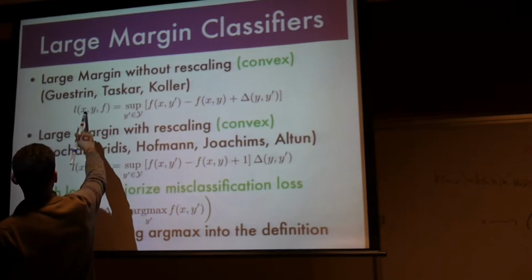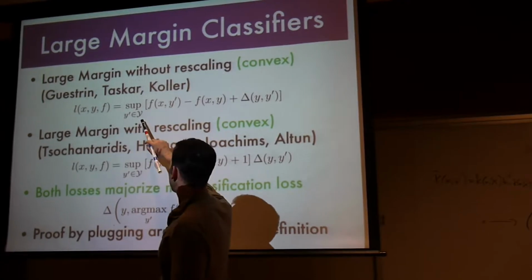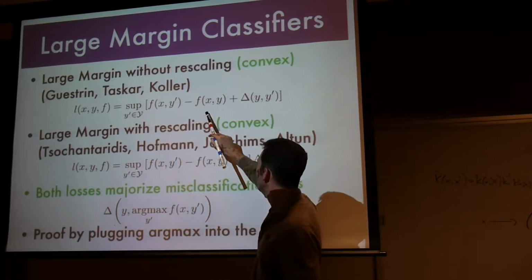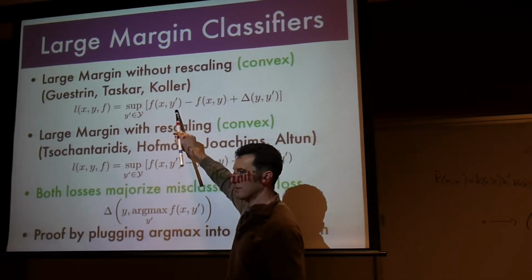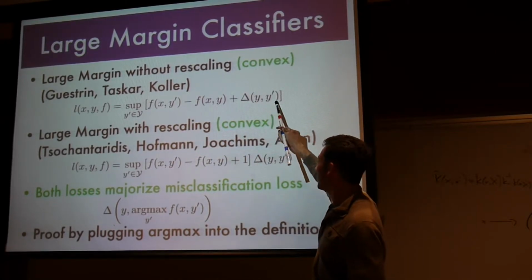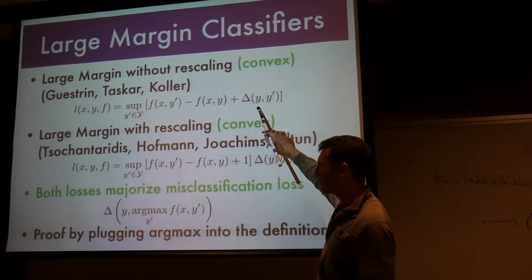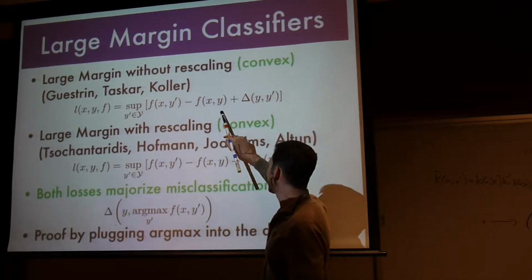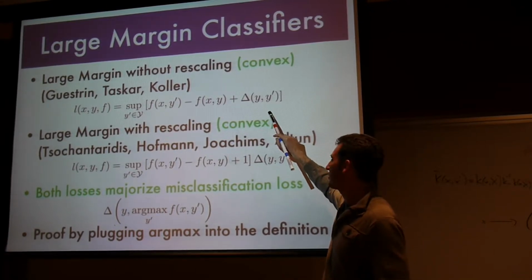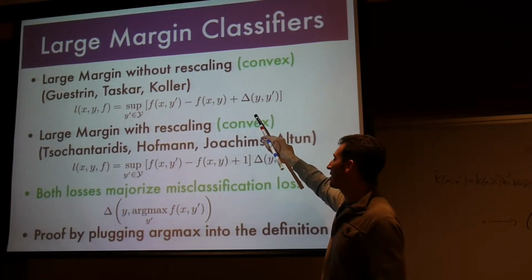Here's what they did. They took the following loss function, L of x, y, and f: the sup over all y prime of f of x and y prime minus f of x and y. So this is basically like a margin. The correct label has the largest score, plus delta of y and y prime. That's basically the error that I incur by predicting y prime rather than y. So you can think of that as a loss-weighted margin, and you can actually recover the binary margin from that.